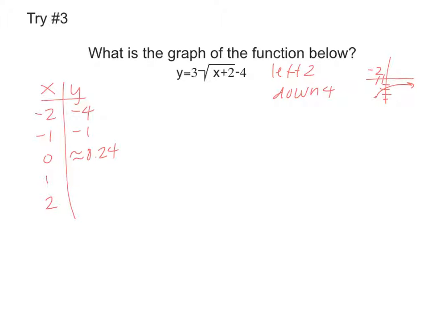Not fun. The next one is also going to give us a decimal. So 3 times the square root of 3 and then minus 4 is about 1.2. Okay, 2 would be pretty simple. 2 plus 2 is 4. Square root of 4 is 2. 2 times 3 is 6. 6 minus 4 is 2. So when we graph, this one isn't even really that big.